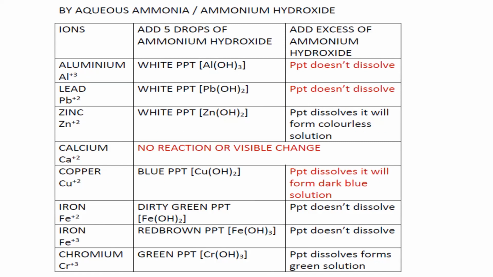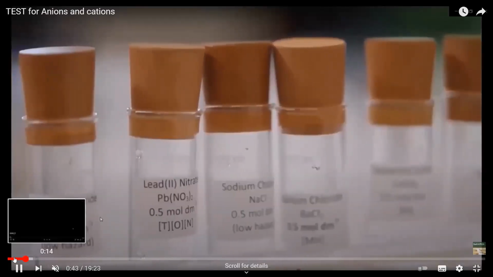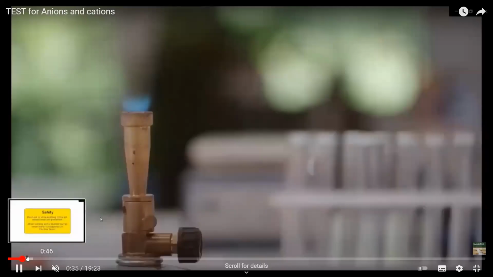Now there's a video also related to these ions. When you see the video, you can understand much better. So just a minute, I'll share with you the test for the ions. It is a test for the cations and anions, so we can identify the positive and the negative ions using this. We have different types of salts here.